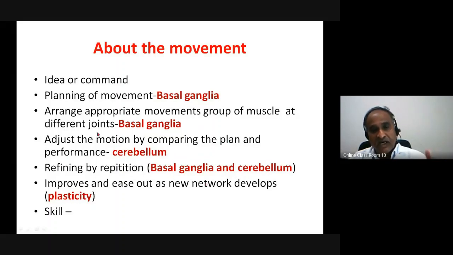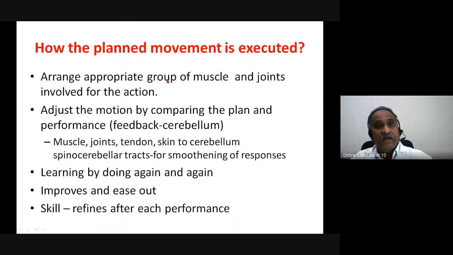Then keep doing, or if they are repeated, these basal ganglia cerebellum circuits become refined, they become precise, they become perfect. That is the skill. They improve their performance at each level, at each point. The synaptic plasticity takes place, and it becomes easy, and new networks develop, and that is what we call a skill. So now I have mentioned how skill development comes in by the voluntary action, and how the planned movement is executed.